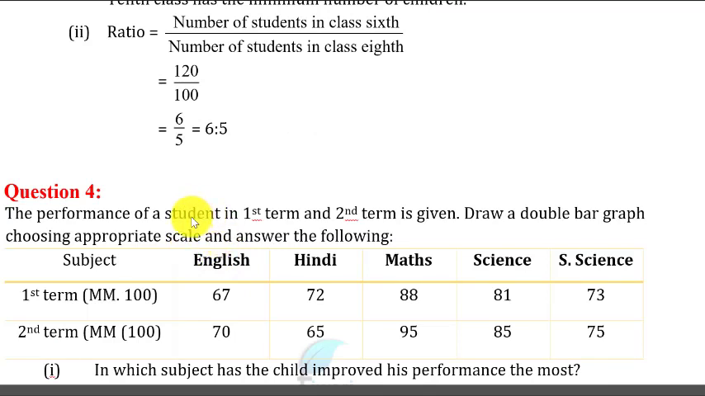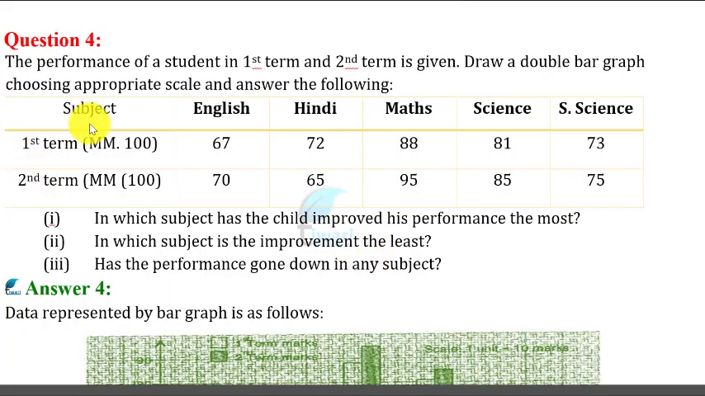Next we can solve question number 4 here. The performance of students in first term and second term is given. Draw a double bar graph choosing an appropriate scale and answer the following. So here, for the subjects, first term maximum marks is 100 and second term also maximum marks is 100. The subjects are English, Hindi, Maths, Science and Social Science. So the marks given for first term are 65 for English, 72 for Hindi, 88 for Maths, 81 for Science and 73 for Social Science.